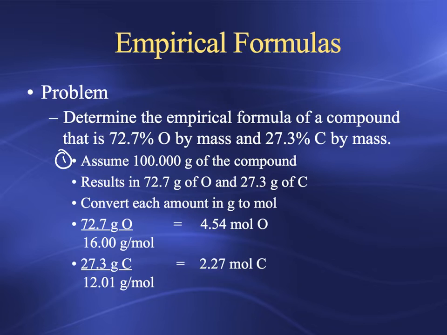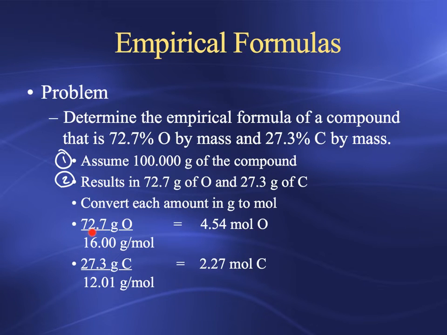Okay, so that immediately turns into, like I just said, 72.7 grams of oxygen, right? Because 72.7% of 100 grams is that number right there, and 27.3 grams of carbon. Very easy way to do that. You want to then convert each amount in grams to a number in moles. Well, how do you do that? How do you convert grams to moles? You divide by the molar mass.